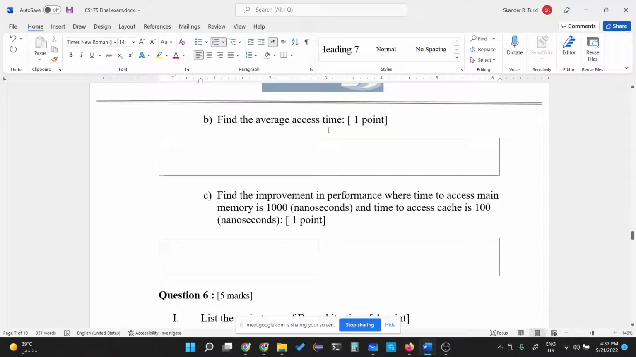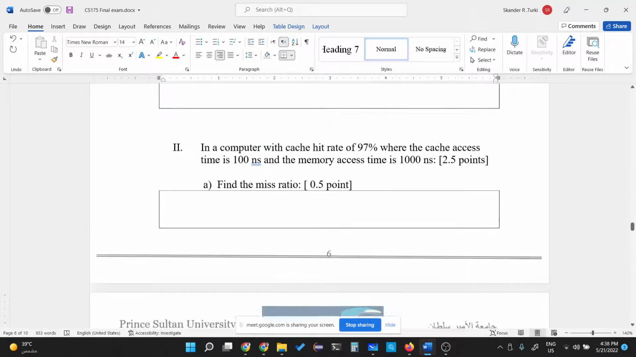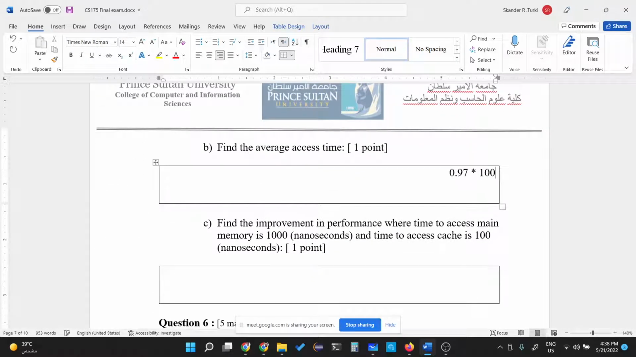Find the average access time. It has a formula: 0.97 multiplied by 100 nanoseconds plus 0.03, sorry, don't make the mistake, 3% is 0.03, multiplied by 1000.